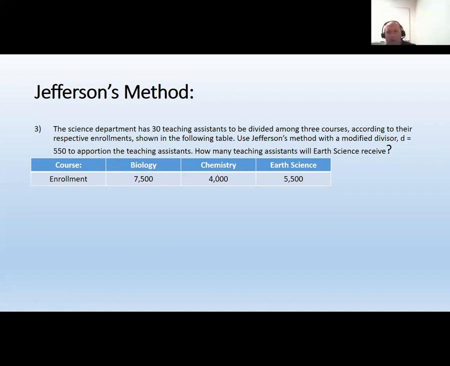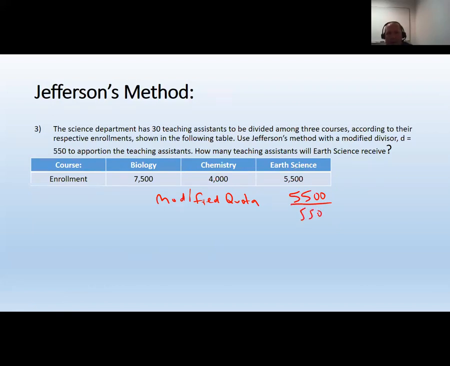Well, what you do to determine, you have to get the modified quota to determine how many teaching assistants each department will get. And we're only interested in what the earth science receives based on the information given. So modified quota is what we're looking for. Now, what you do is you take the total enrollment for earth science, which is 5,500, and you divide it by the modified divisor, which is 550.